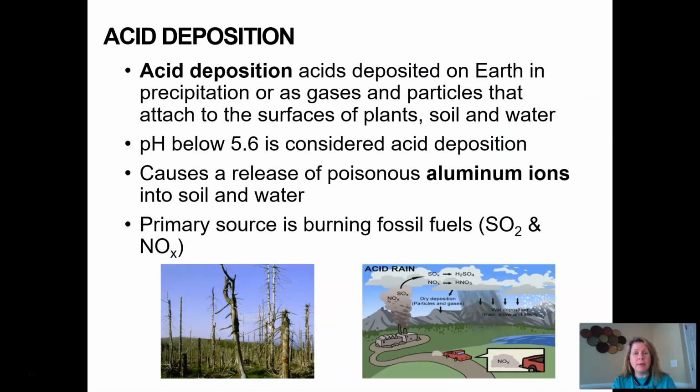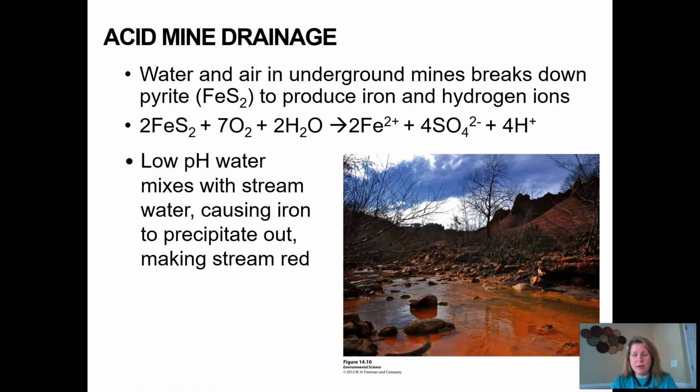On to acid deposition. Things like NOx, SOx, as that goes into the atmosphere, we're going to cause basically sulfuric acid, nitric acid to rain down. And then what happens there is that we're going to leach things like aluminum ions out of the soil into the water. Those aluminum ions are toxic to anything that's living. Nothing can tolerate much in the way of aluminum ions.